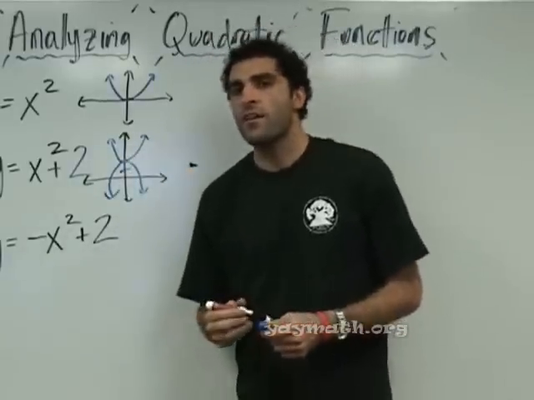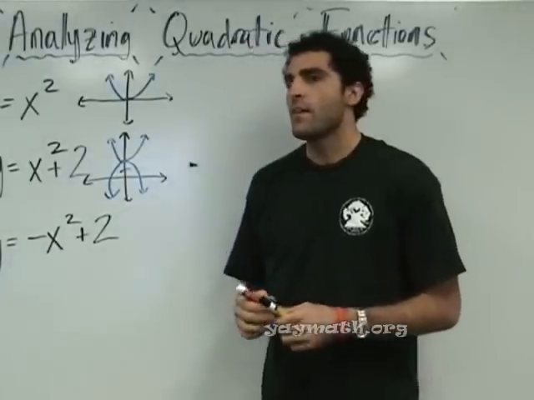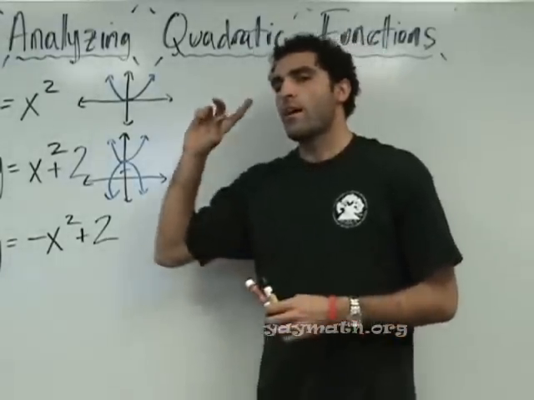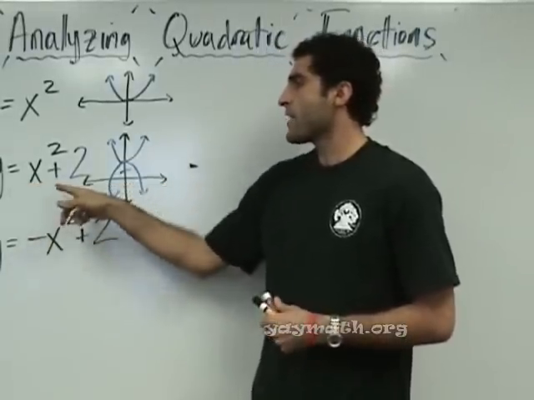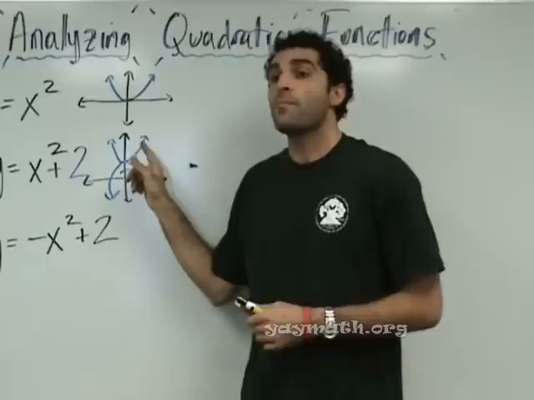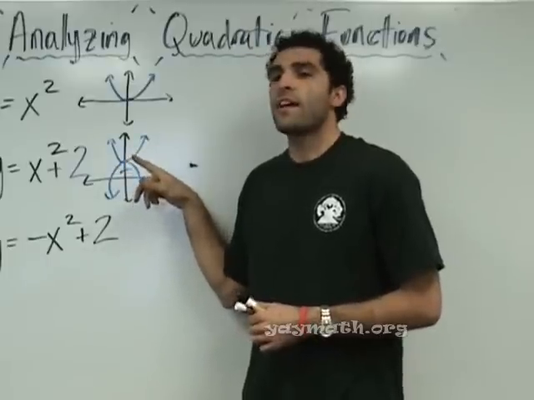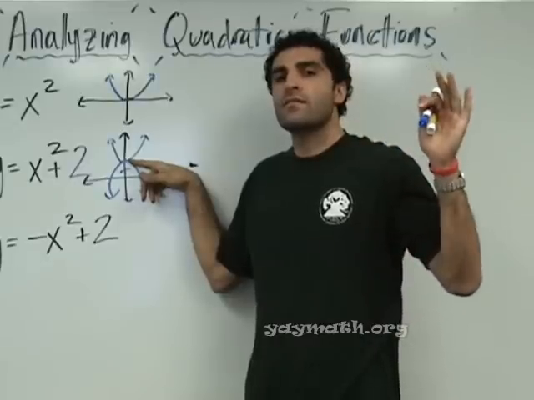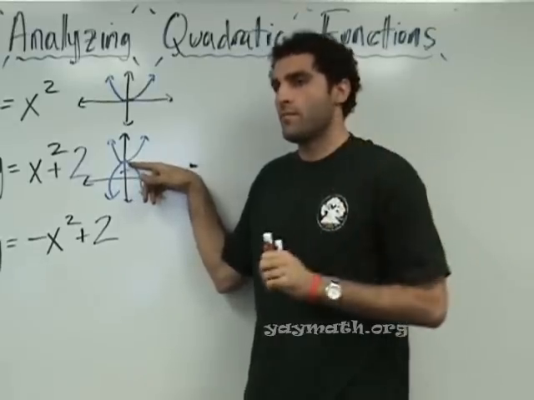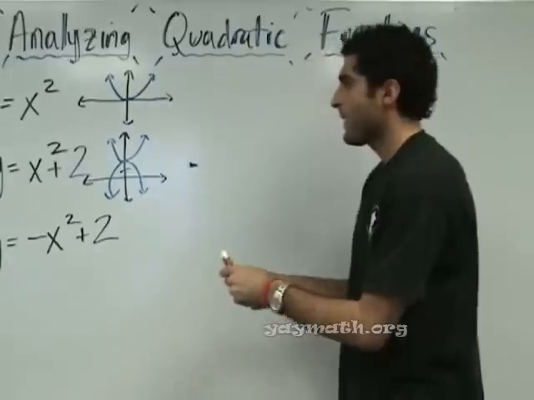Questions on that so far? Okay. So, something just to put in the back of your minds for a second. This y equals x squared plus 2. If we started at up 2, what is our vertex? 0, 2. Good. All right, keep that in the back of your mind.